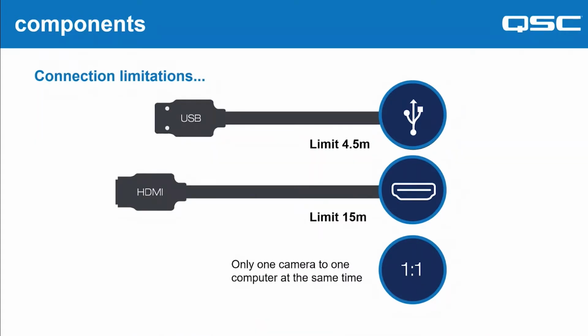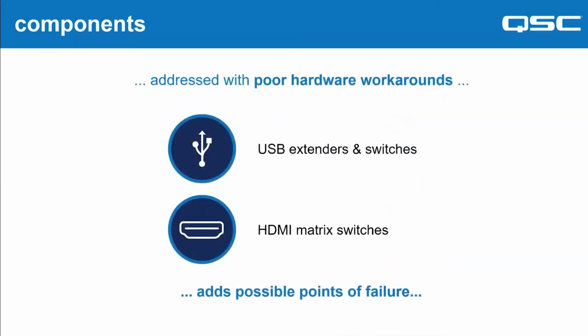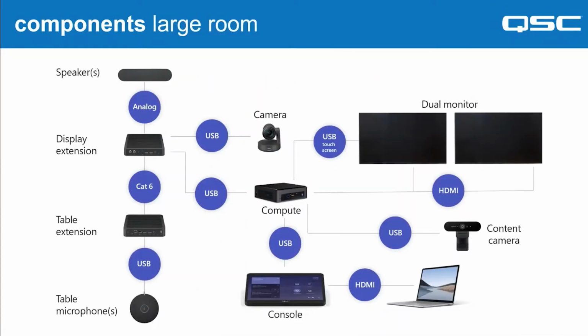So when we get into more complex spaces, maybe we want multiple cameras, multiple displays, switching, things like that, we end up adding a lot of extra bits of hardware. So we might have USB extenders, USB switches, HDMI matrices, other things. And this all adds complexity, it all adds cost, more programming, and of course, possible points of failure as well.